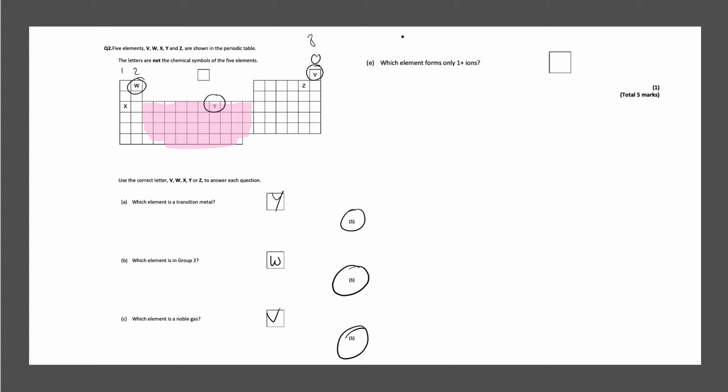Last question, which element forms only 1 plus ions? This will come in group 1. It's going to be X because that's in the alkali metals, and they need to lose 1 electron to gain a full outer shell, so they will form 1 plus ions.